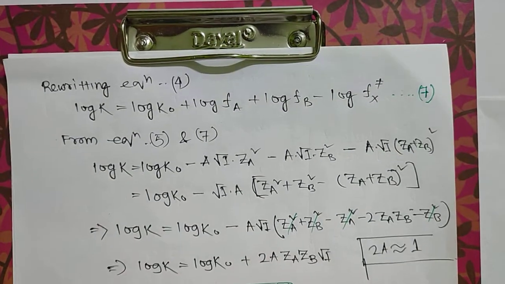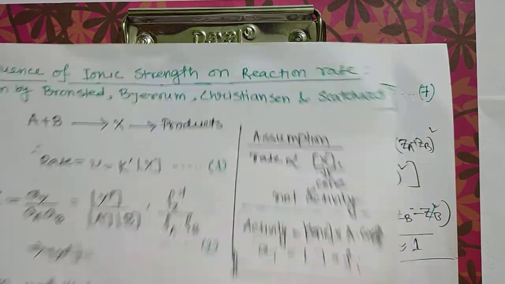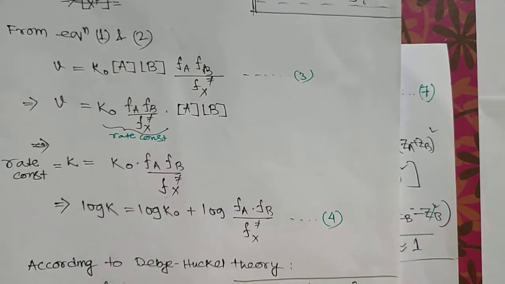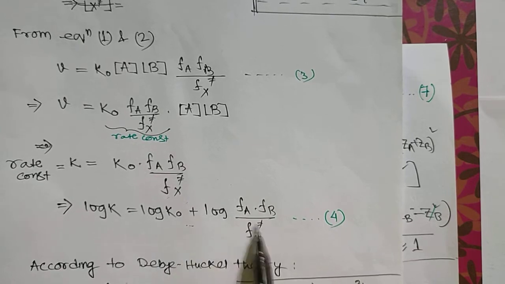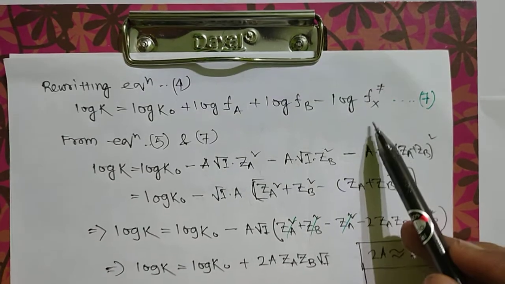Okay, so now again rewriting the equation 4. So what was the equation 4? Equation 4 was this one actually. So this was the equation 4, log K equals to this one. So we will just split these terms, log terms, so we will get this kind of equation.